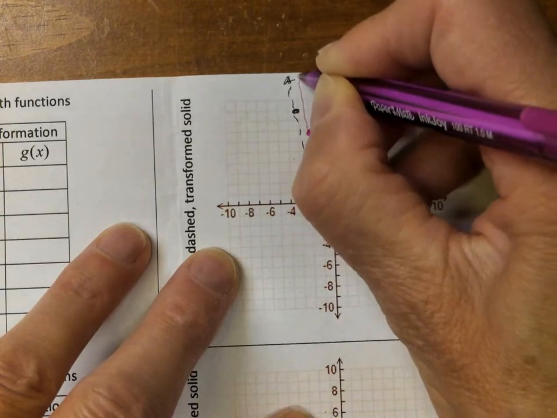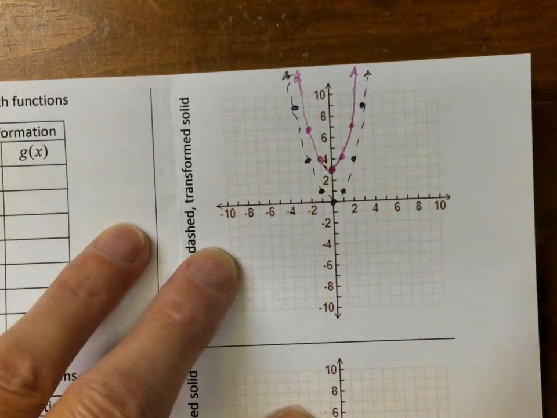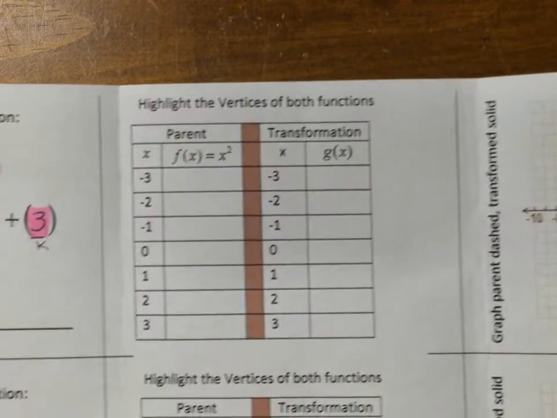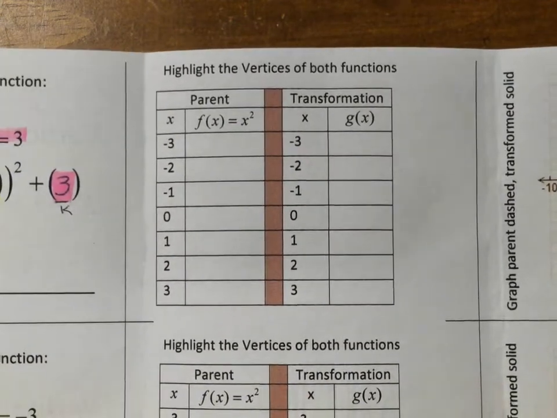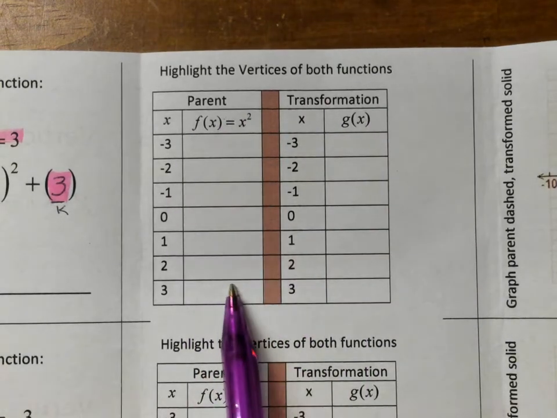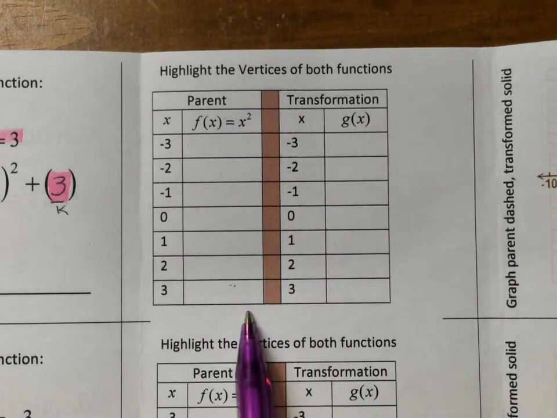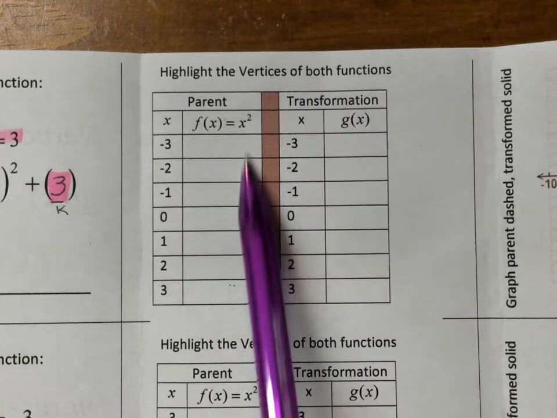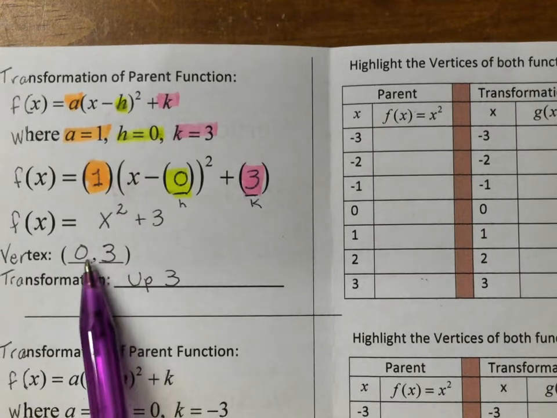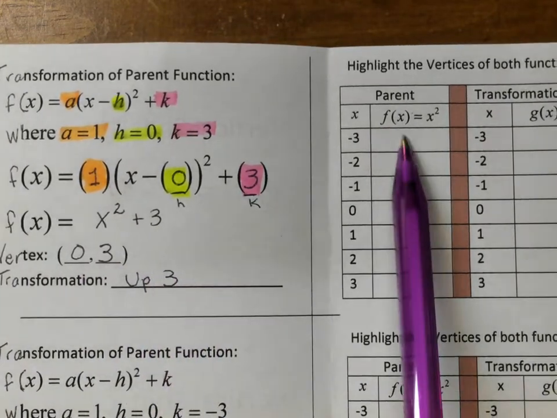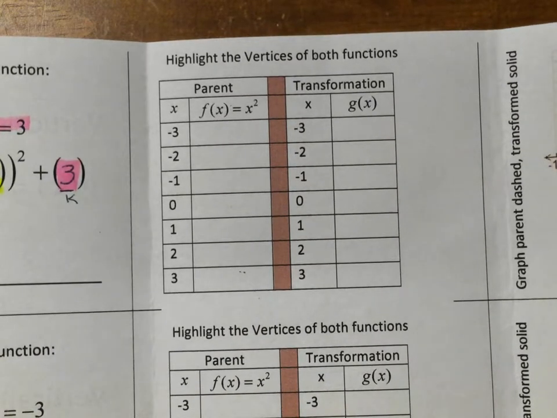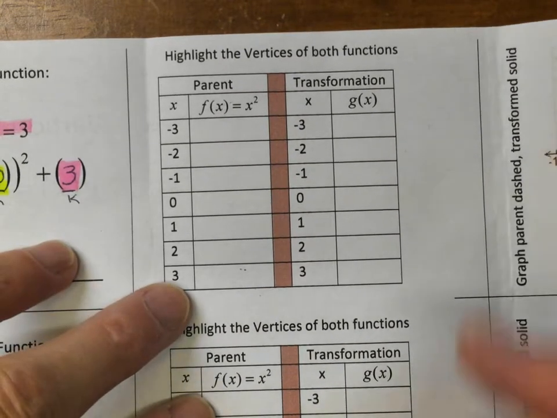So all it did was it shifted up 3. So let's go ahead and complete this. We should be able to do the parent directly from memory. In the transformation, it's kind of a little easier because we're only adding 3 onto this value. But you could go ahead and do it in the Desmos calculator if you choose to do so.